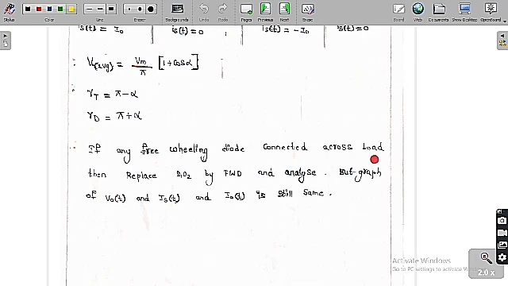Freewheeling diode connected across load. If any freewheeling diode is connected across the load, then replace D1 and D2 by the freewheeling diode and analyze. But the graphs of V0 of t, Is of t and I0 of t still remain the same. Only the conduction angle of the thyristor and also the conduction angle of the diode are going to vary, but everything else is the same.